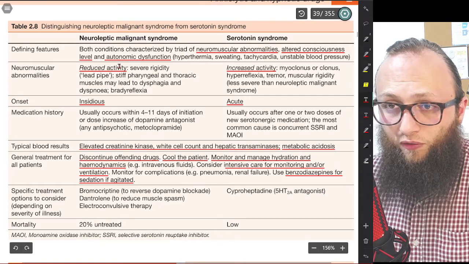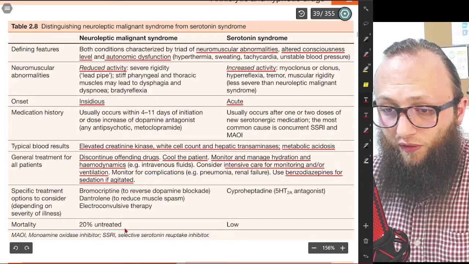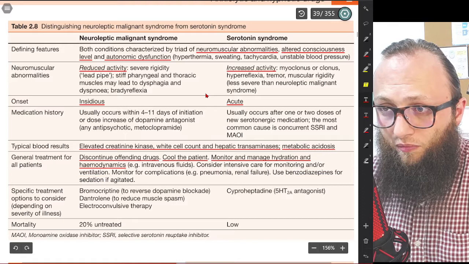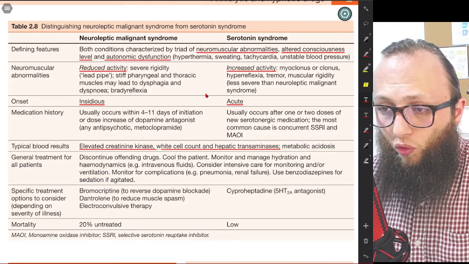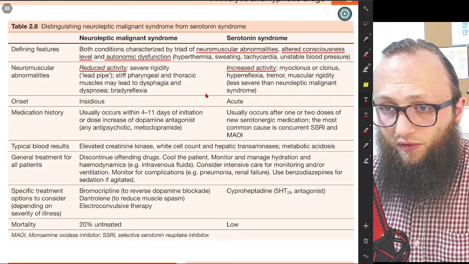The mortality rate for neuroleptic malignant syndrome is 20%. If untreated, serotonin syndrome mortality rate is low. So that's it.